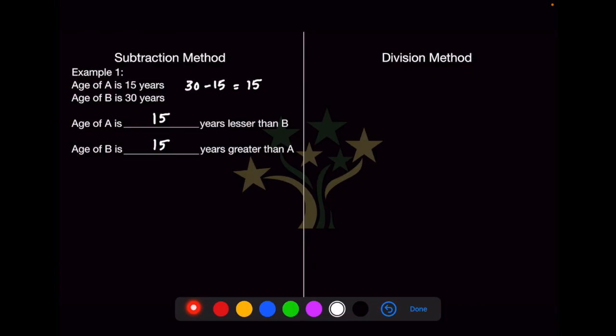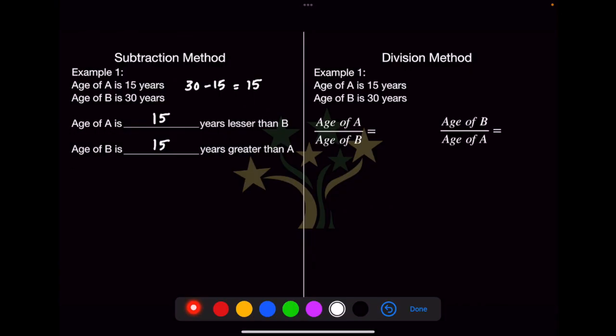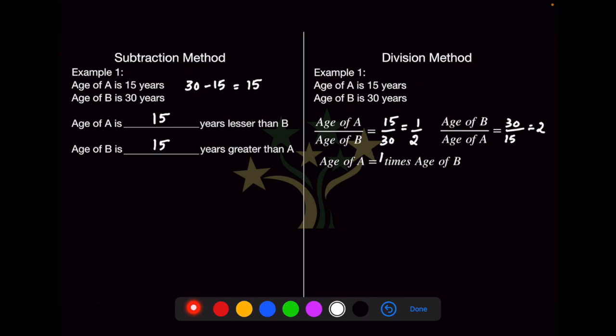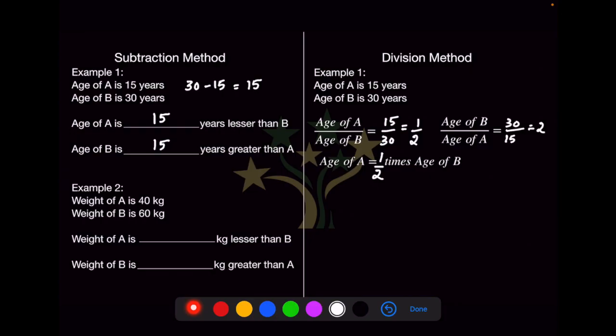Now let's do the same example using the division method. In the division method, we divide one quantity over the other. So age of A by age of B will be 1 by 2. Similarly, age of B divided by age of A is 30 by 15, which is equal to 2. So in other words, we can say that age of A is half times age of B. Let's understand the subtraction and division methods with one more example.